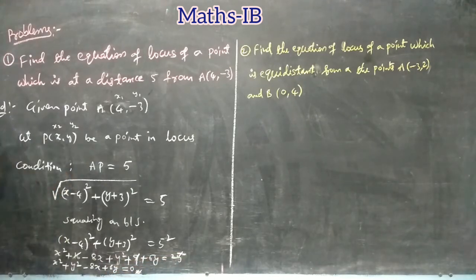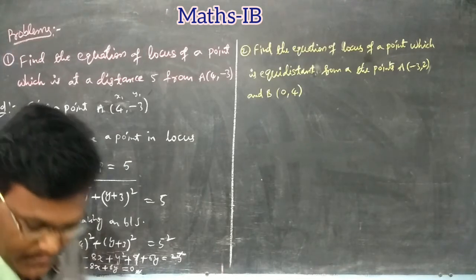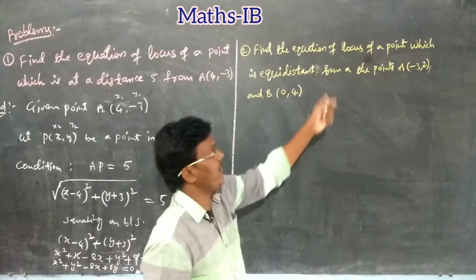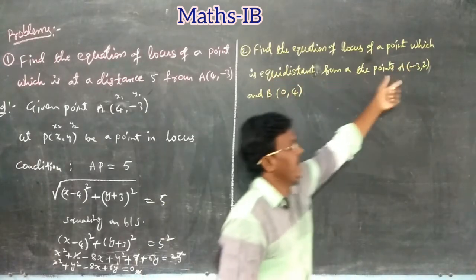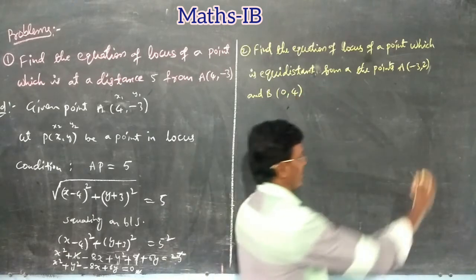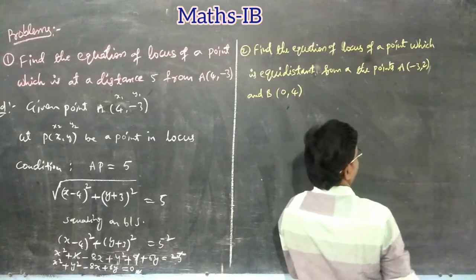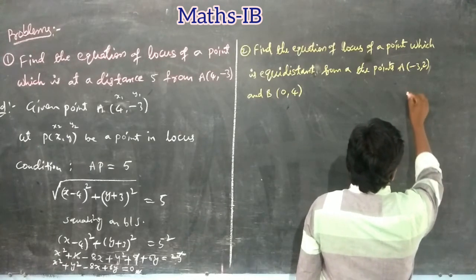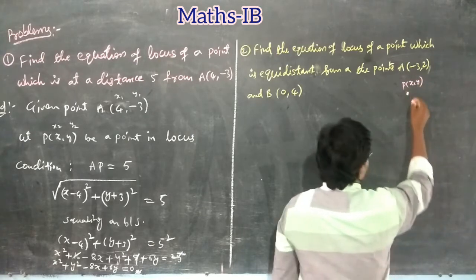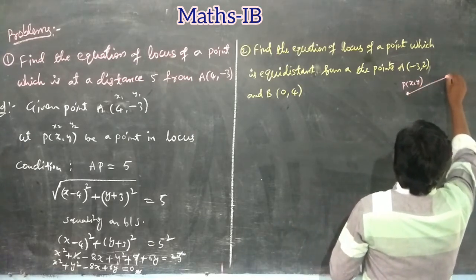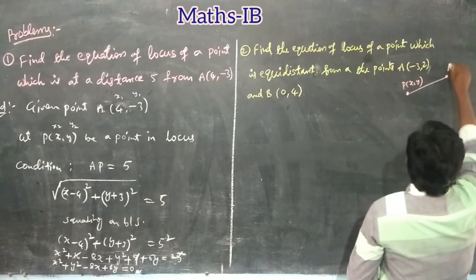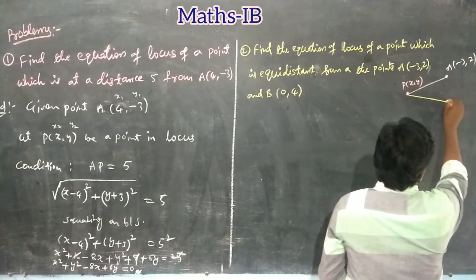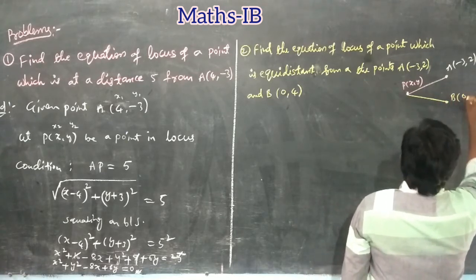So this is the first problem. Okay, I understood. Right. The next problem here. So find the equation of locus of a point which is equidistant from these 2 points. Suppose, so I am taking here the point P. P of x comma y, this is the point. So equidistant. Suppose this is one more point here. I am taking A of minus 3 comma 2, and this is the another point. I am taking here B of 0 comma 4.